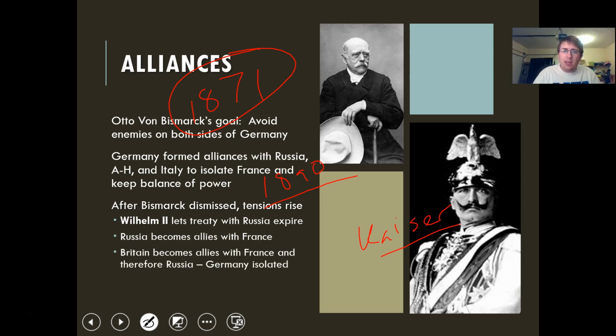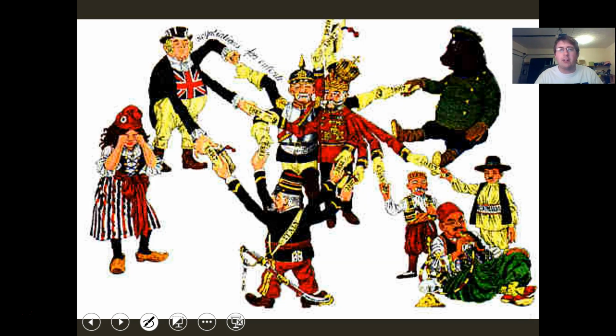And then Britain becomes allies with France and Russia because France needed them, and Britain was scared of the mounting militarism. So all of a sudden you have a situation where Britain, France, and Russia are all on the same team, and Germany is the one that, in particular here, is isolated.